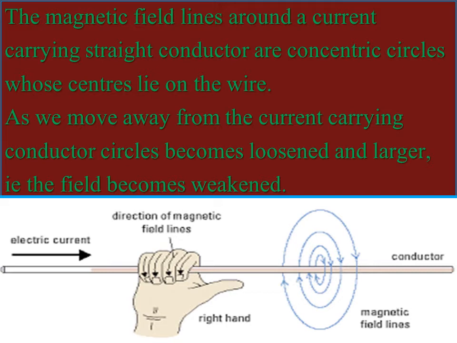That means from the center to the outer part, when we move away from the wire, the magnetic field also becomes weakened. That is why the circles are becoming loosened and larger.